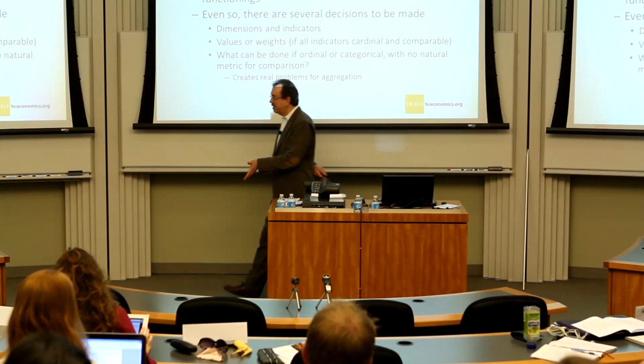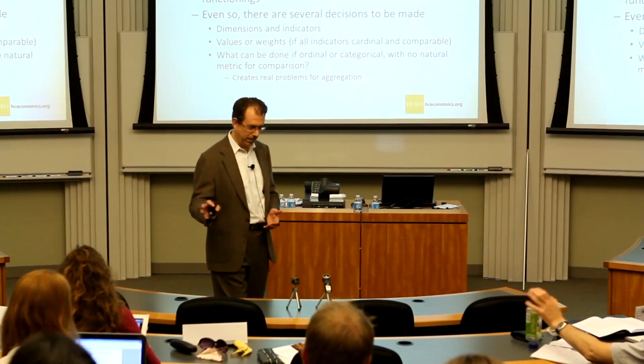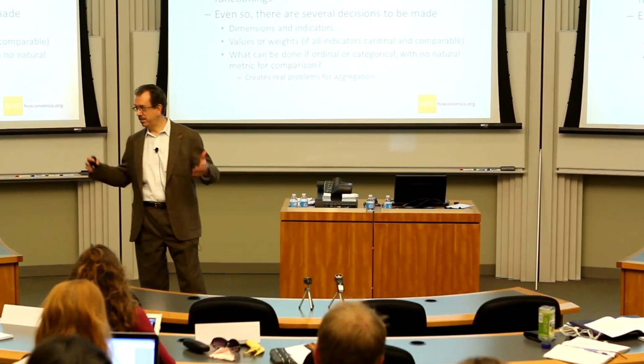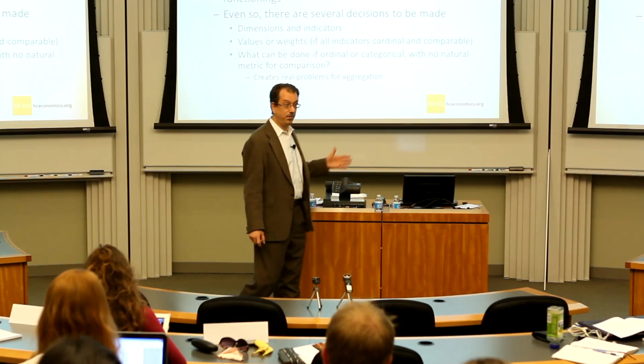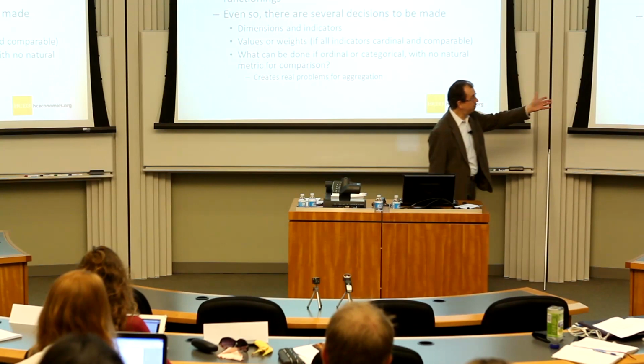Since we have such little data on capabilities, we try to go to functionings. Even if you go to functionings, it's still tough because you have to think. Well, if you read in that section in the book on economic inequality, the last section of the appendix, it goes through all the things that you have to do to create some sort of semblance of an indicator for inequality or poverty or so forth, including dealing with what dimensions and what indicators to represent each dimension, values or weights, and weights in the case where all the indicators are cardinal and meaningfully comparable to one another.